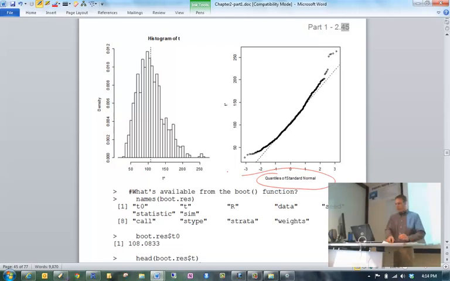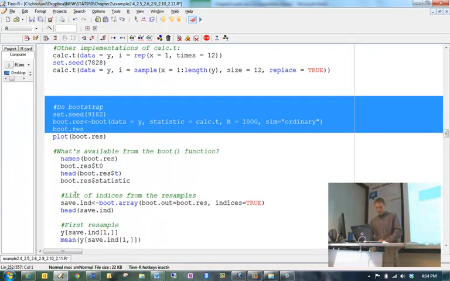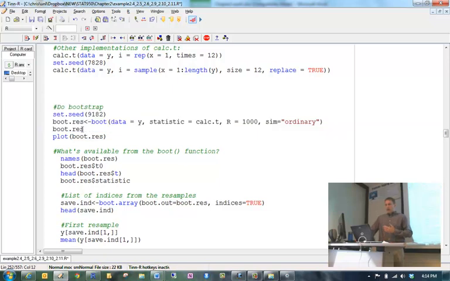Okay, page 45 then. Now, when I just simply say boot.res, it gives me a little bit of information about what's actually inside of it. Does anyone know what function is actually used when I just say boot.res? An actual function is used. Nope.